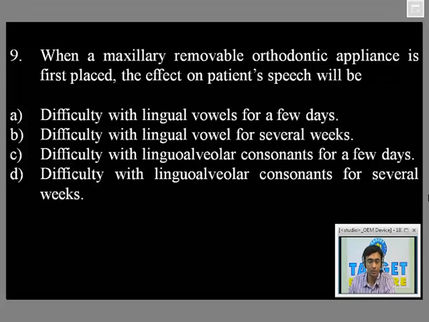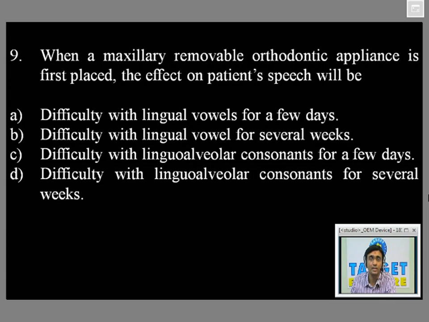So now we come on to the 9th question. When a maxillary removable orthodontic appliance is placed, the effect on the patient's speech will be what? We should understand that when a removable orthodontic appliance is placed in the maxilla, the components of speech which articulate with the maxilla would be affected. For example, the tongue, which is touching the anterior part of the palate, would be affected more frequently.